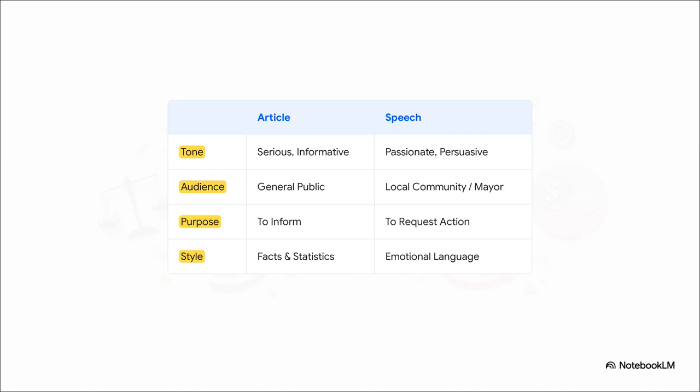For the article, the tone is serious and informative. The audience, the general public. The purpose, simply to inform, using the style of facts and statistics. The speech, on the other hand, its tone is passionate and persuasive, aimed at a local community to request action, and it does that using emotional language. See, laying it out like this makes the key differences just pop right out.